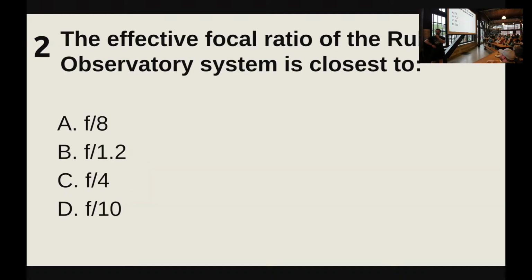Question 2. The effective focal ratio of the Rubin Observatory system, is it the closest to A, f over 8, B, f over 1.2, C, f over 4, or D, f over 10? Now this is of course a fairly jargony question for camera and optics stuff, but hopefully you will learn some things after our first talk and we'll be able to think more about it.